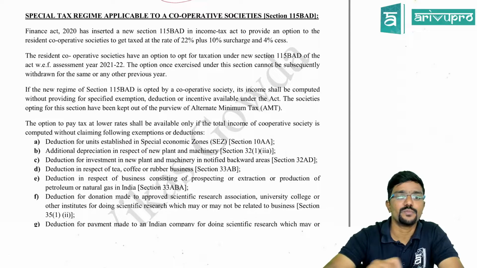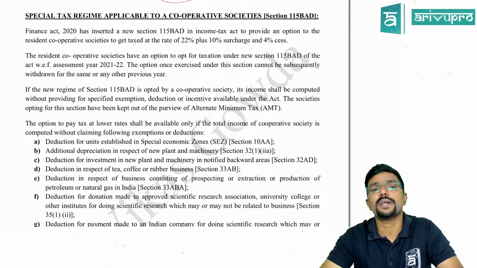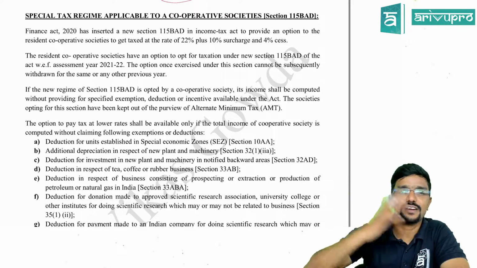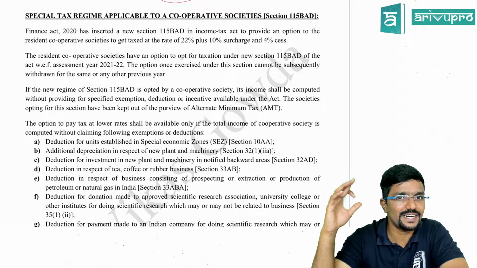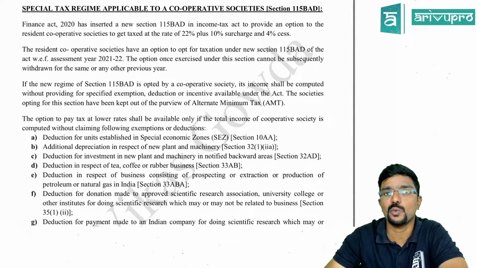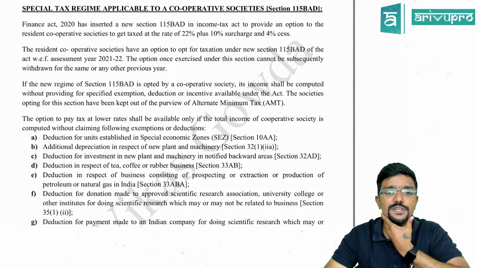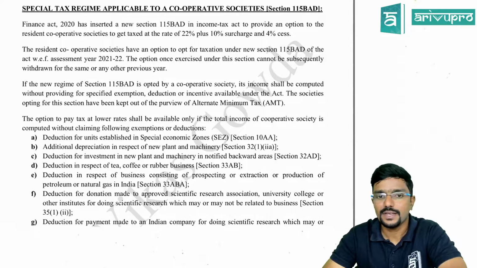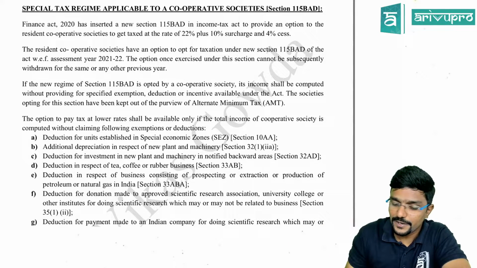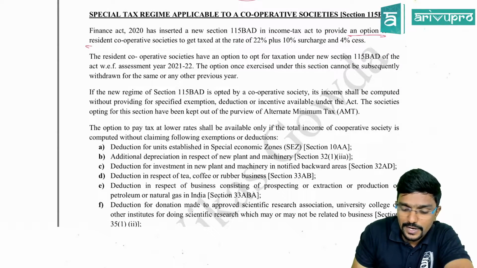So what does 115BAD speak about? We will see it. Special tax regime applicable to cooperative society, 115BAD. So the BA series talks about all the new schemes, guys. That is the 115BA series. Even this was added by Finance Act 2020. Finance Act 2020 has inserted a new section 115BAD in the Income Tax Act to provide an option. Even this is an option to whom? Resident cooperative society. Very important.